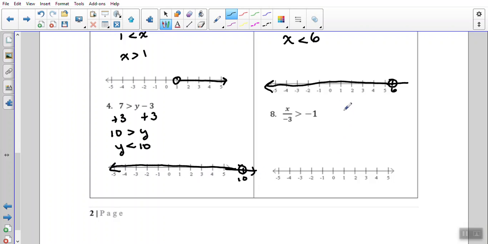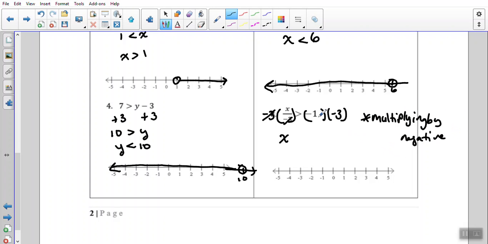Okay? Alright, this one. We're dividing by negative 3, so we're going to multiply by negative 3 on both sides. Negative 3 and negative 3 get crossed out, so you have x. Just remember we're multiplying by a negative, so we have to change the sign. So we have to change this to less than negative 1 times negative 3, that's positive 3. So we're going to go to 3, put an open circle, and then we're going to shade to the left.